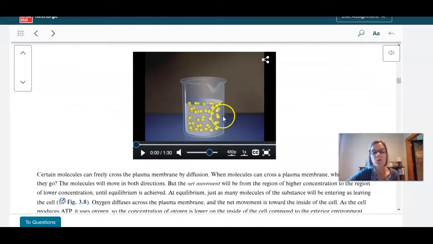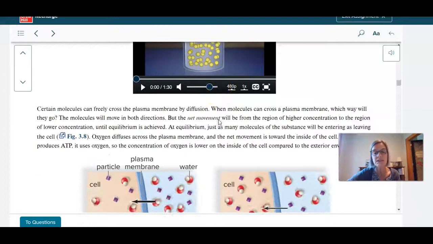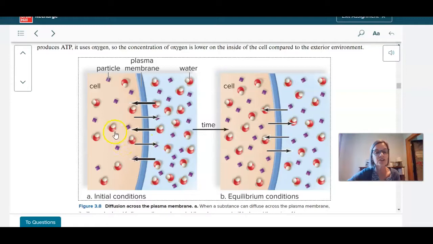This video is a good video to watch talking about diffusion, and it goes into something called facilitated diffusion, which I'm not going to be talking about, but the beginning part about diffusion is helpful, and I would recommend reading this section. The diagram here is just trying to show you that diffusion of molecules, here's the plasma membrane, can happen through a plasma membrane of a cell. So you can see here the concentration of molecules is lower, and over time you're going to get an equal distribution of molecules on both sides of the plasma membrane.